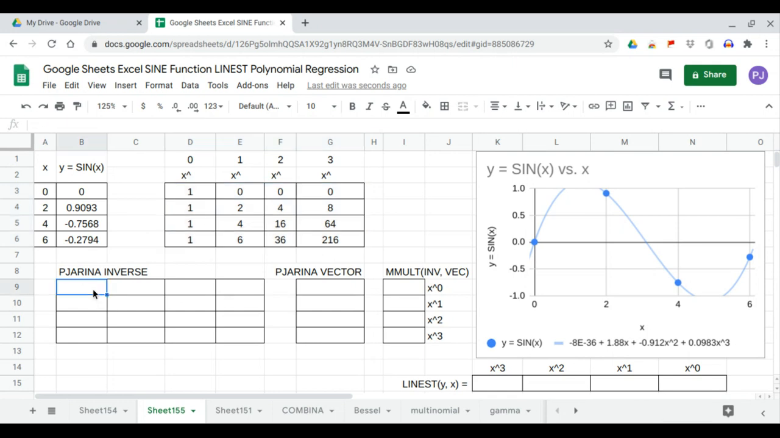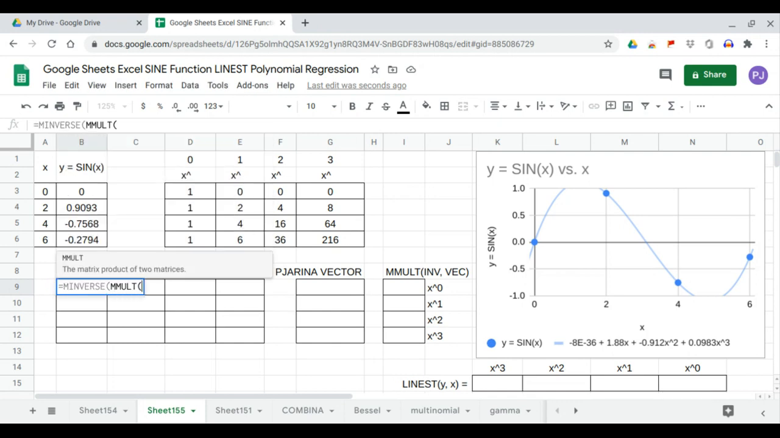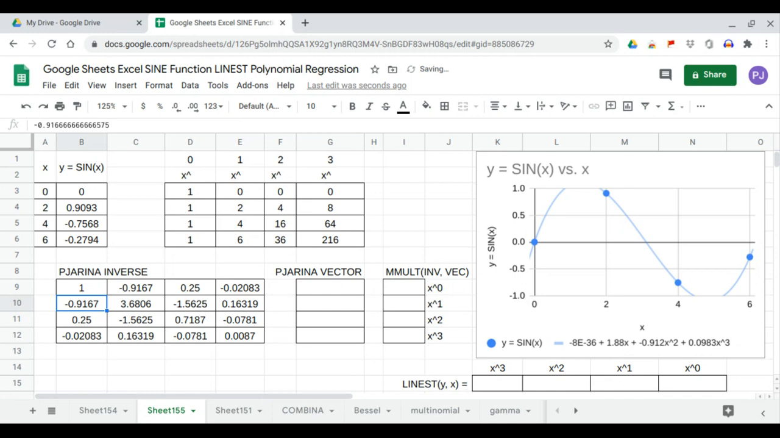Next, we calculate the pseudo-inverse matrix. So MINVERSE, MMULT, transpose of the 1 comma x matrix and itself. Now that we have calculated the pseudo-inverse, we calculate the pseudo vector. So MMULT, transpose of the 1 comma x matrix and the y values.